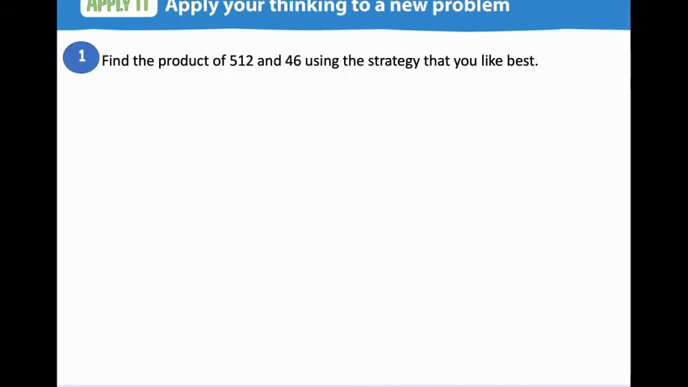Okay, now that we have taken some time to think about some strategies, area model yesterday, partial product, and standard algorithm, I want you to practice what strategy you like the best and apply it here. So apply your thinking to a new problem. All right, problem 1. Find the product of 512 and 46 using the strategy that you like best. I'm never going to tell you what road to go down. Use what works for you. I've just given you tools. Pick the tool that works best for you.